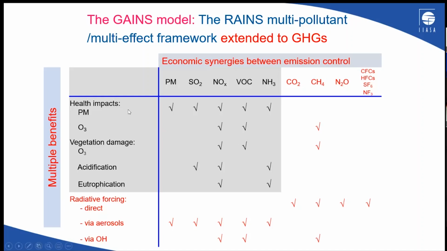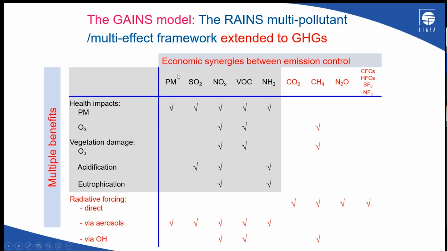For example, if you reduce SO2, it will also reduce PM, because SO2, when it interacts with ammonia, forms secondary particulate matter. Similarly, NOx interacts with ammonia and also forms secondary PM. Second, if you reduce SO2, there will be an impact on acidification. At the same time, there will be an impact on radiative forcing. SO2 is usually known as a cooling aerosol.